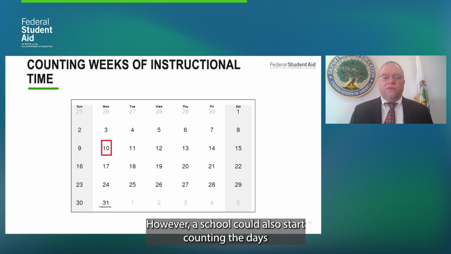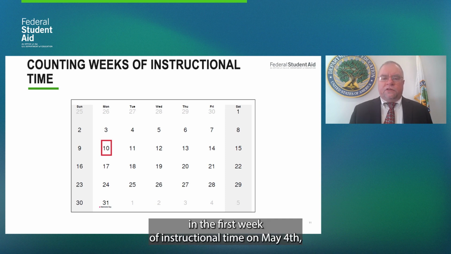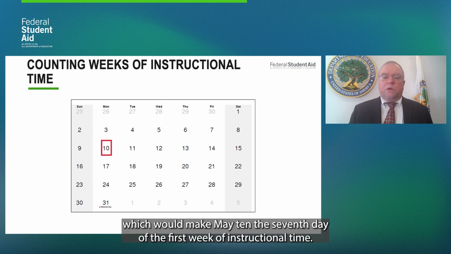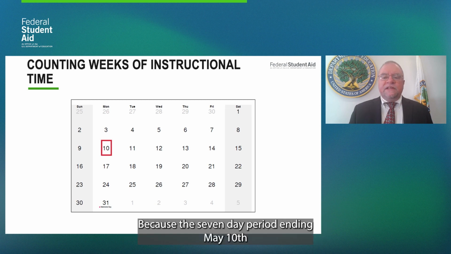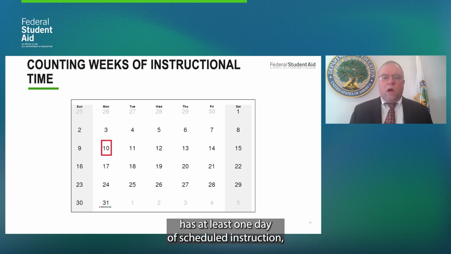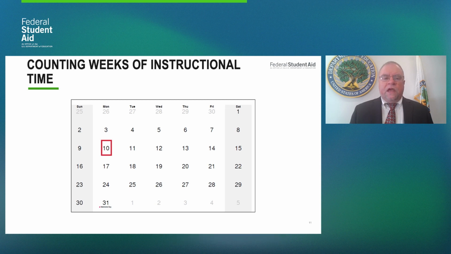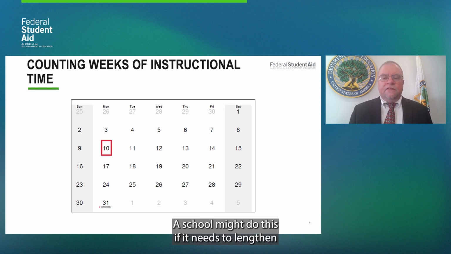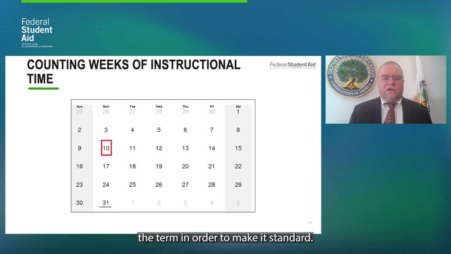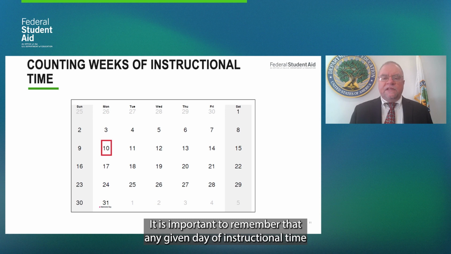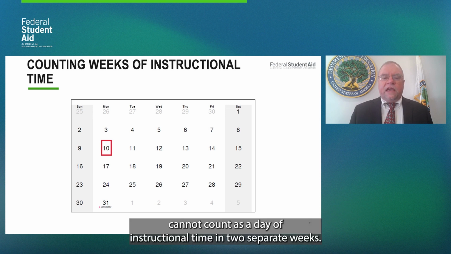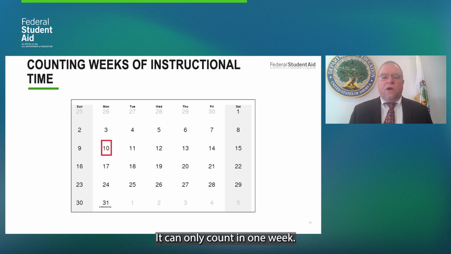However, a school could also start counting the days in the first week of instructional time on May 4th, which would make May 10th the 7th day of the first week of instructional time, because the 7-day period ending May 10th has at least one day of scheduled instruction. A school might do this if it needs to lengthen the term in order to make it standard. And there's nothing wrong with this. It is important to remember that any given day of instructional time cannot count as a day of instructional time in 2 separate weeks. It can only count in 1 week.